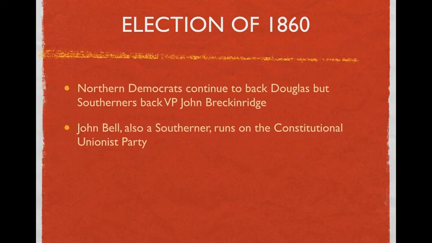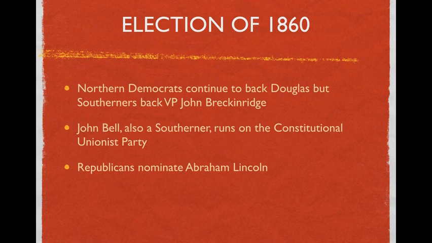James Buchanan is not going to run for re-election. And what happens now is the Democratic Party actually splits. Northern Democrats continue to support Stephen Douglas. Southern Democrats, of course, cannot do that after his response in the Freeport Doctrine. So Southern Democrats support the Vice President, John Breckinridge. So now you have two Democratic candidates. Democrats quickly realize that this is a recipe to lose the election.